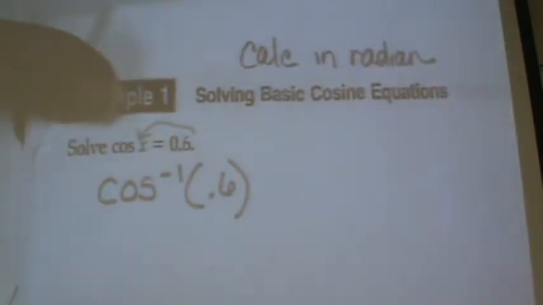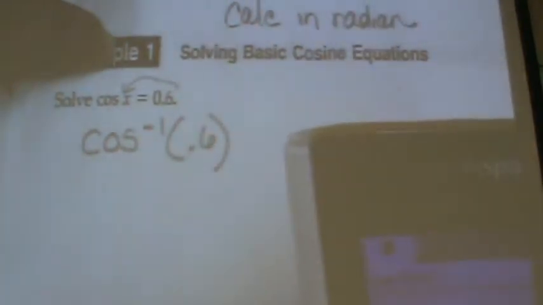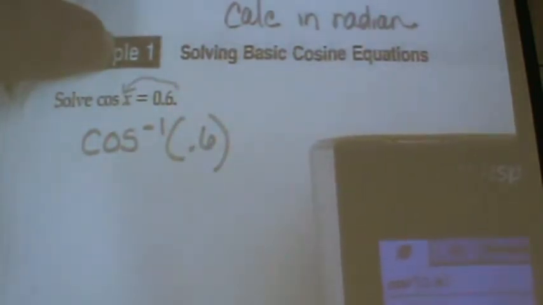Now, if you have the Inspire in front of you, how do you do this? You're going to hit trig, and you have the button right there. Hit that, and then hit 0.6. Whoops, did I not hit? You should get, is it supposed to be in radians? It's in radians. And if you're not sure, I might have accidentally switched this.